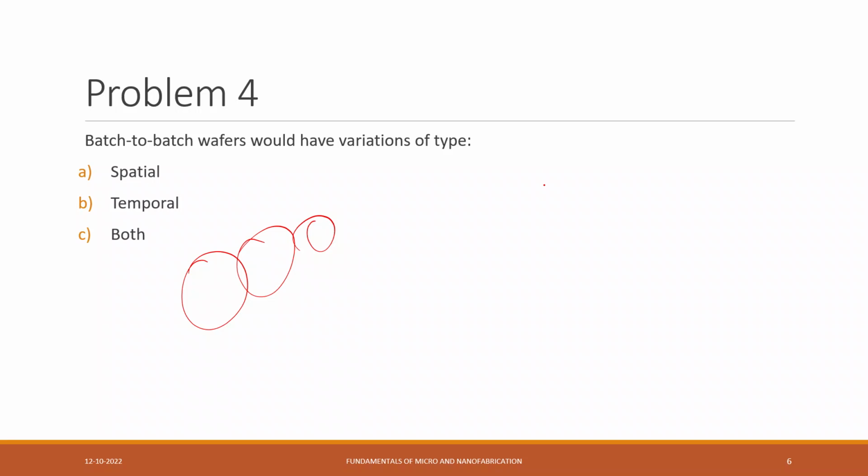So suppose we have a single wafer, and here we have a die, here we have a die. So they are spatially at different places. Spatially means at different positions, in different space.